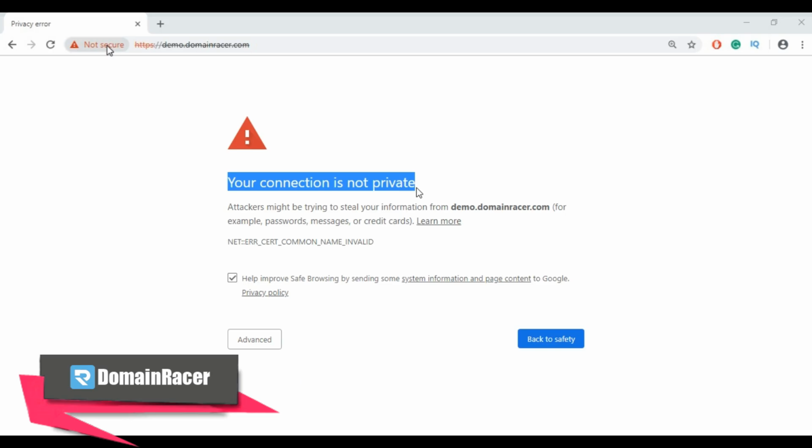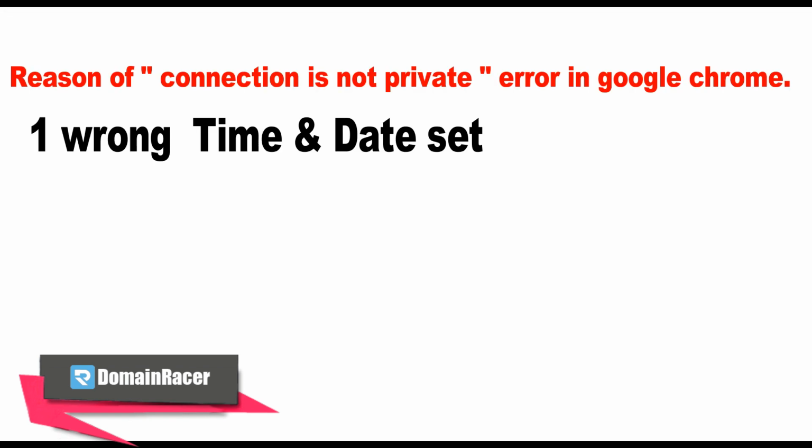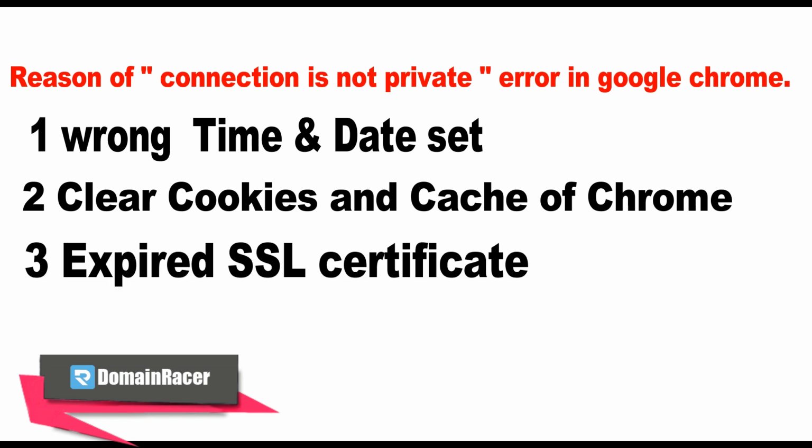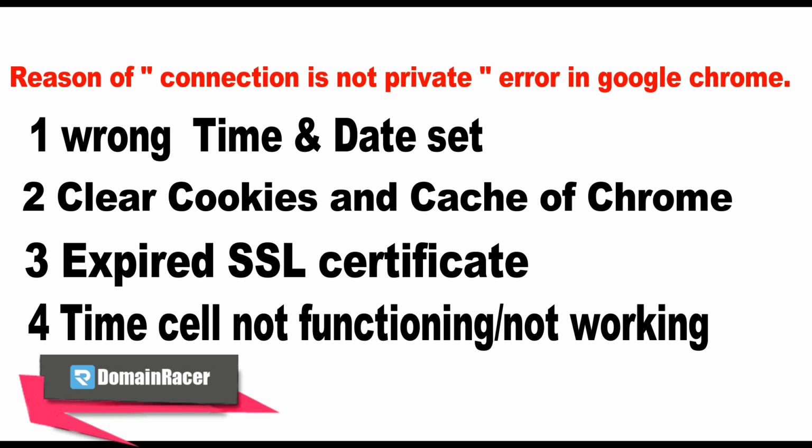There are a number of reasons for the connection is not private error in Google Chrome, like the wrong date and time set in your computer, lots of cookies and cache in Google Chrome, an expired SSL certificate, and the time cell not functioning. Now let's see the step-by-step resolution.